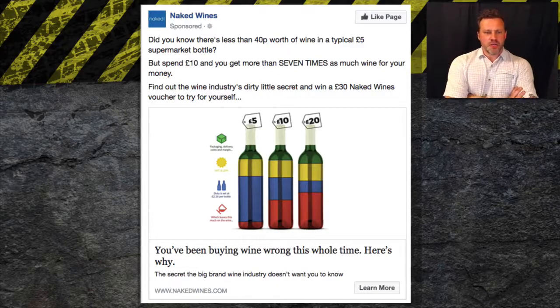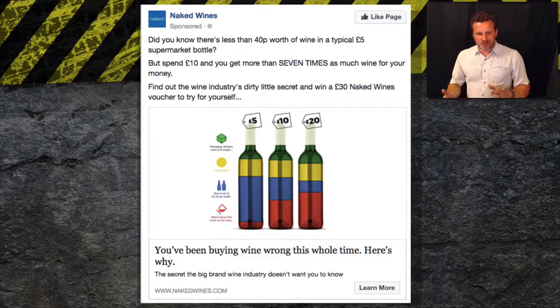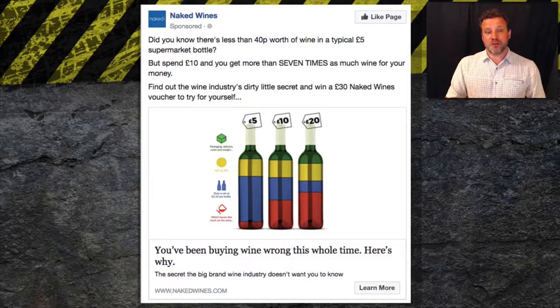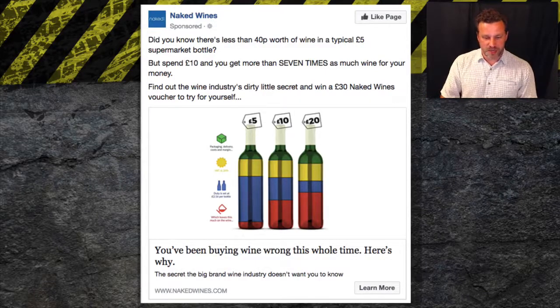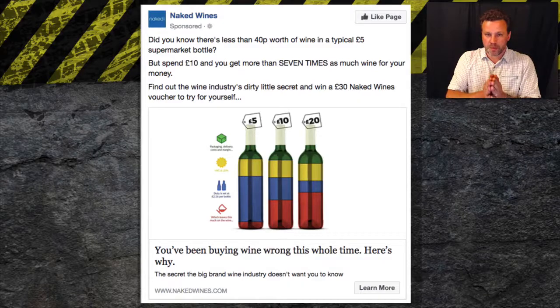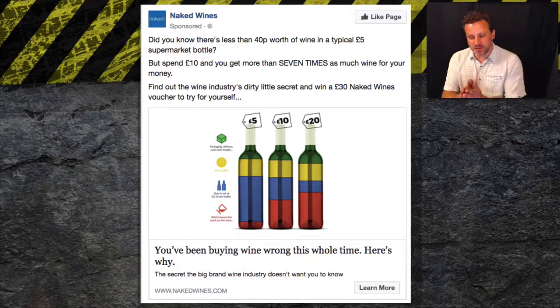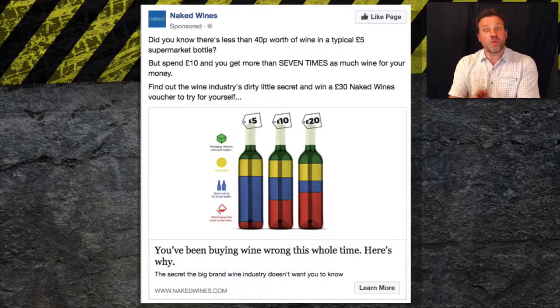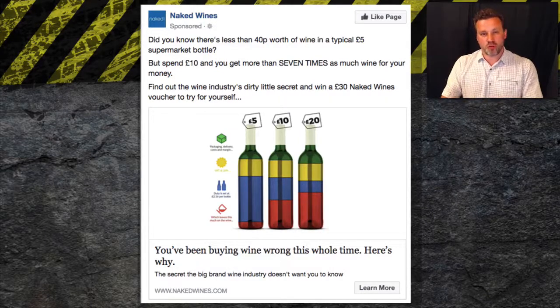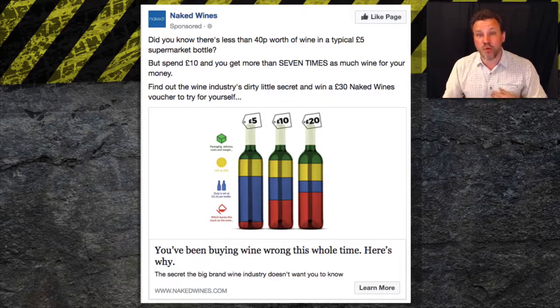Here's another one. Naked Wines. "Did you know that there's less than 40p worth of wine in a typical £5 supermarket bottle? You've been buying wine wrong this whole time. Here's why." This is just another angle. So we're assuming that this is pitched at people who say, I like wine, which Facebook will let you do. Again, it's going at the intrigue angle. What this is doing is trying to divert people off their default course of action. So if you're trying to persuade people to spend more on wine, I'm sorry to keep bringing up wine analogies, it's not deliberate, and to spend it with you, you're building the credibility for your brand by saying, if you spend £5 a bottle on wine, you're getting crappy wine compared to £10, and here's why. So, building it up.